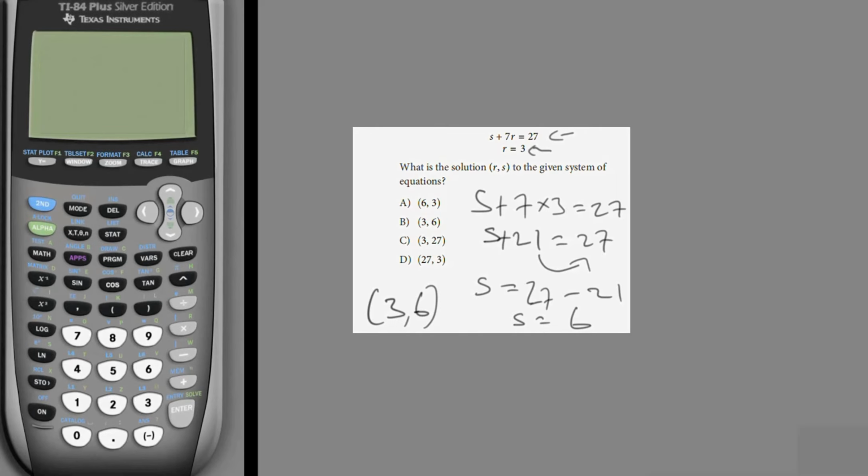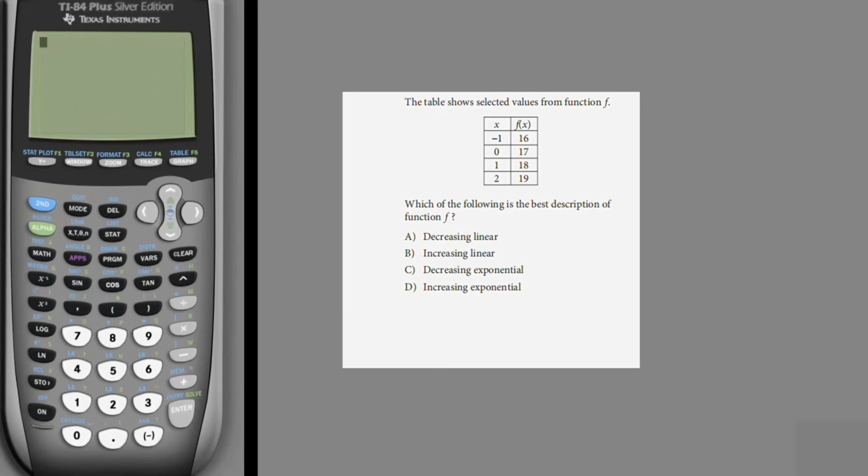Let's go to the video, guys. In this video, we're going to learn how to solve this SAT math problem. It's not fast, so let's get started. The question says the table shows selected values from function f. So we have the x values and the f of x values. Which of the following is the best description of function f?